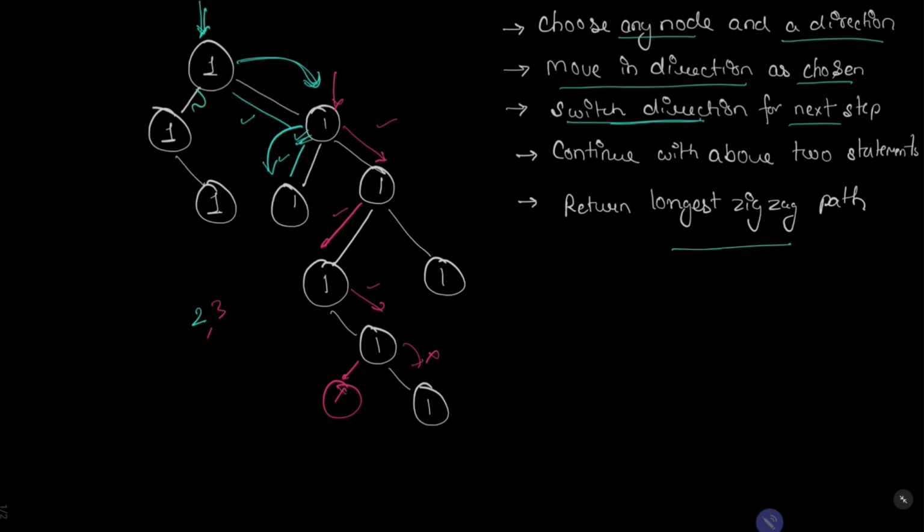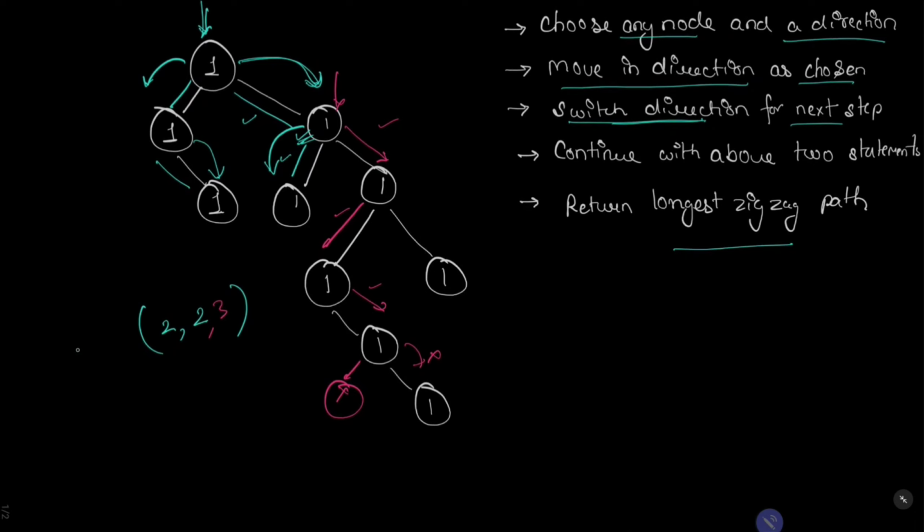Another thing is that we can move in the left direction. Then from this node, since we are coming from the left, we'll have to make a jump to the right node. If you see, this zigzag pattern consists of 2 steps. Now we'll have to return the maximum of these. So the maximum of these would be 3. This would be our answer.